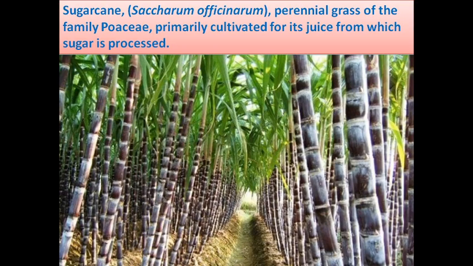Let me tell you, sugarcane, Saccharum officinarum, is a perennial grass and it belongs to the family Poaceae. It belongs to the grass family and it's primarily cultivated for its juice, from which sugar is processed. So these are the plants of the sugarcane.